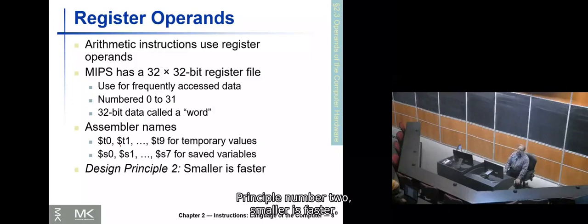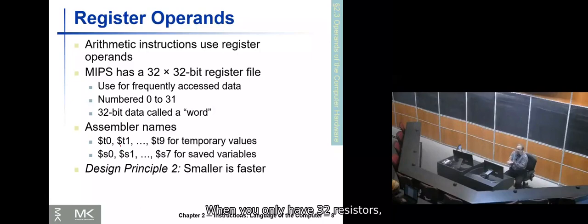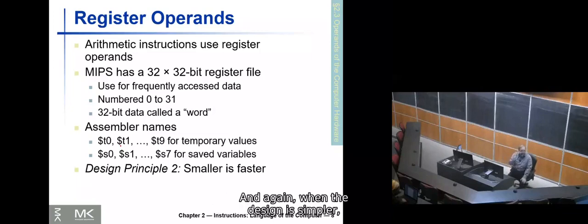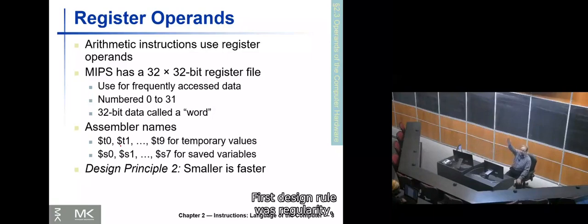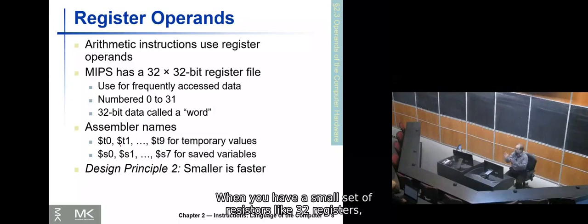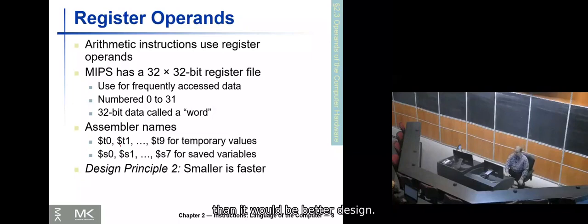Design principle number 2: smaller is faster. When you only have 32 registers, the design is simpler, and when the design is simpler, the machine is faster. It is the same idea that we repeat: simpler, faster. The first design rule was regularity. The second one is smaller. When you have a small set of registers, like 32 registers, it is a better design.